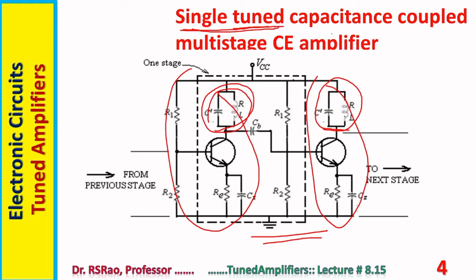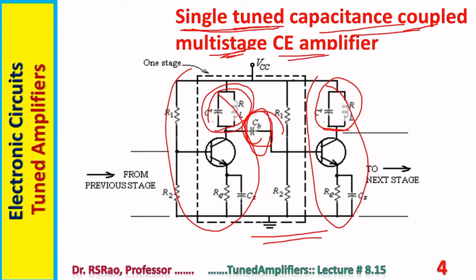Single tuned, capacitance coupled. Output of one stage is coupled to the input of the next stage through a capacitor CB. That's why it is capacitance coupled. Multi-stage, more than one stage is there. That's why multi-stage. Here two stages are shown. Previous to these two stages, there may be some more stages. After these two stages, some more stages may still be there. Anyway, if more than one stage is there, it is called a multi-stage amplifier.